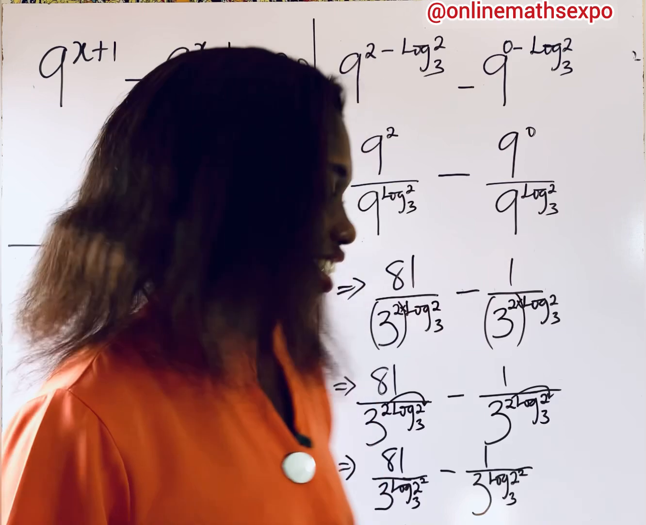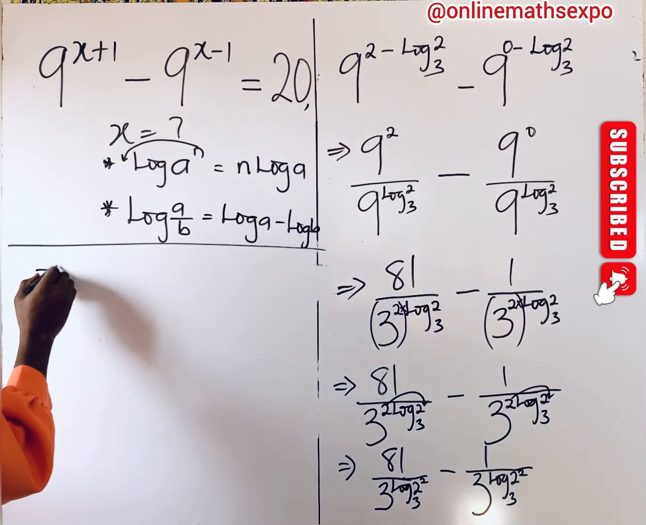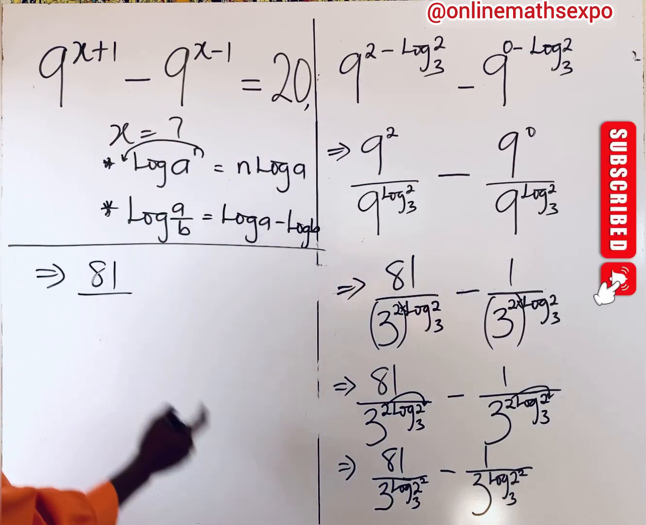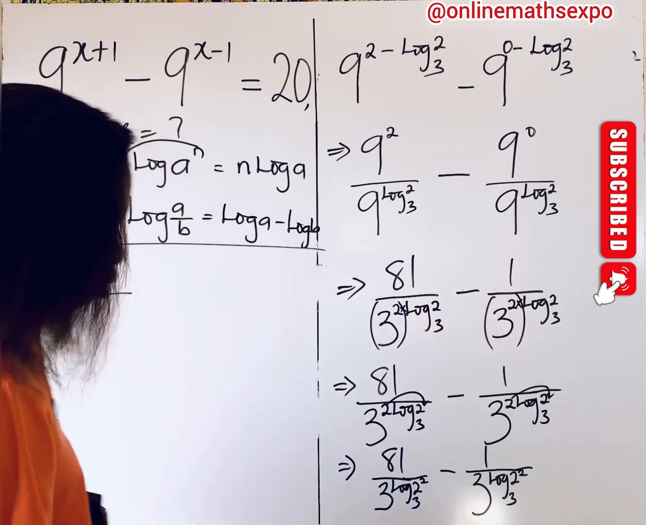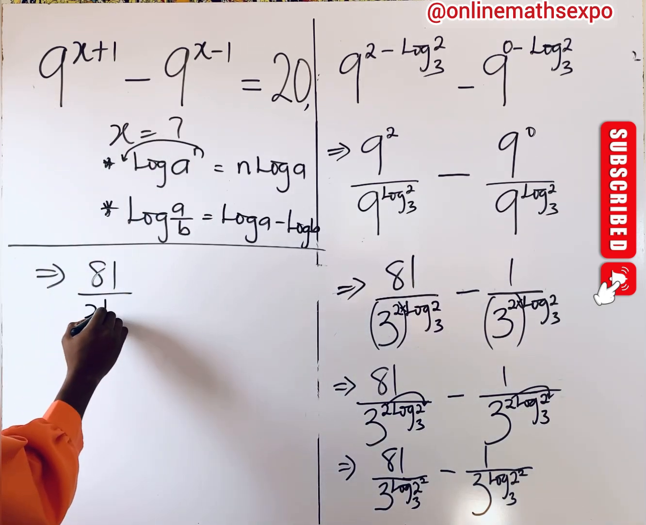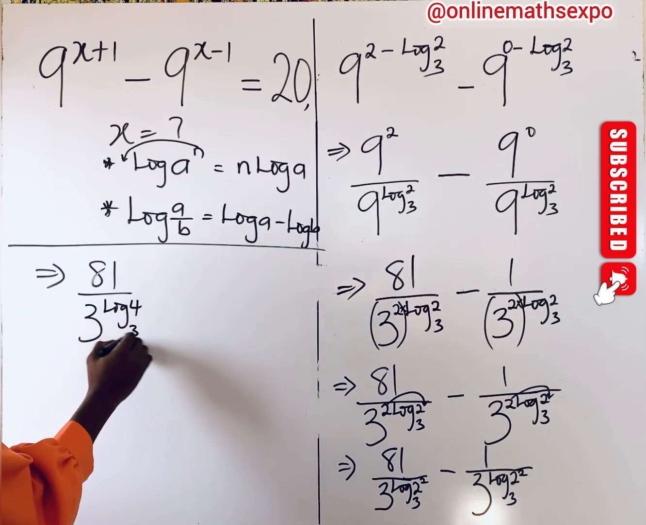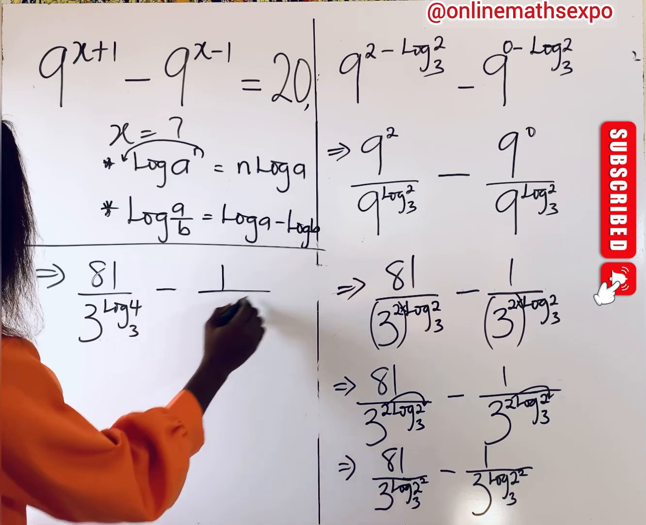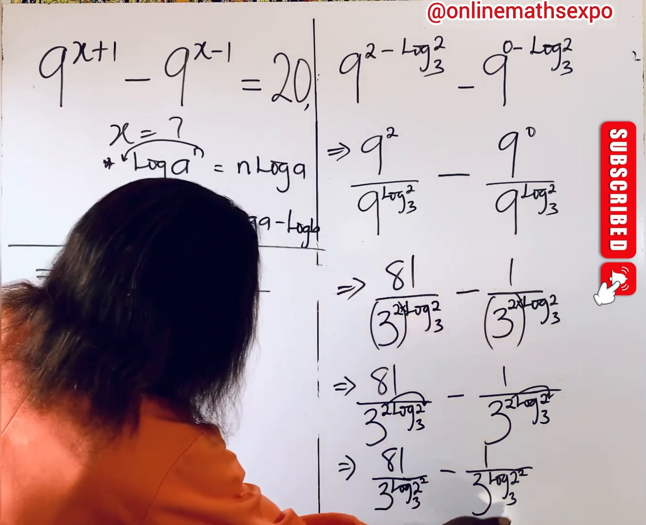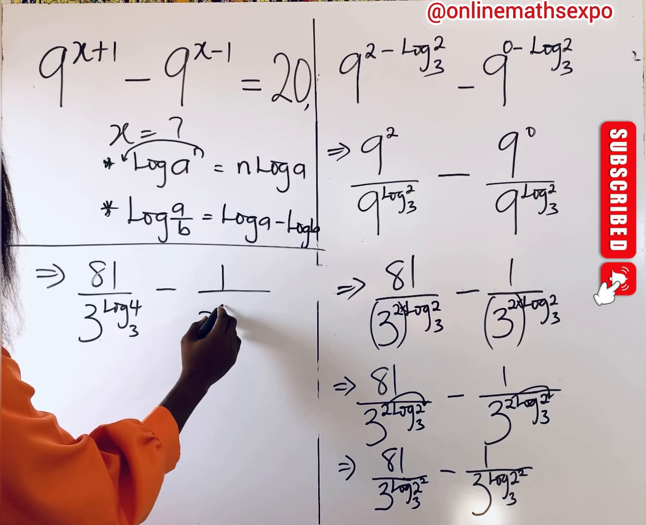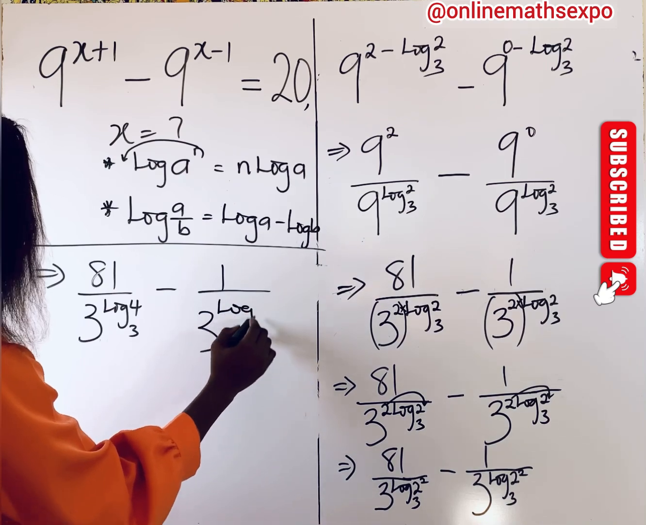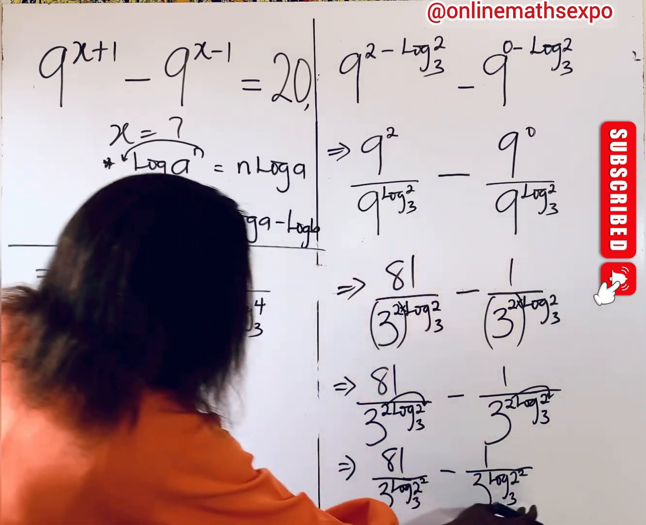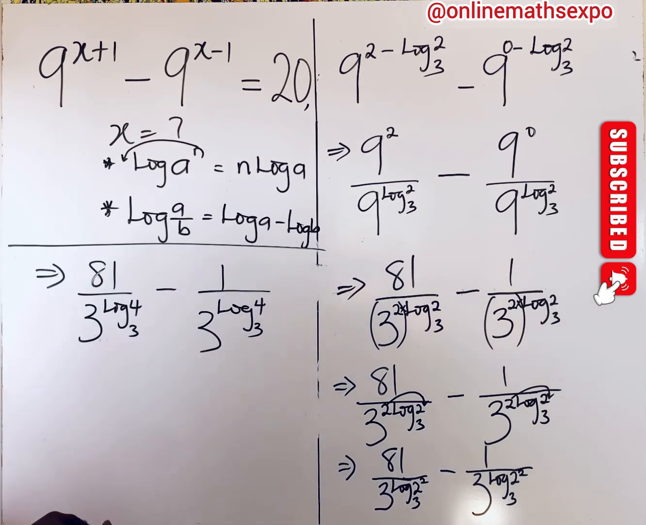We are concluding. So we're going to now have 81 over, 2 squared is 2 times 2, which is 4. So we have 3 to the power of log 4 base 3, then minus 1 over 3 from here. 2 squared is 4, so we have log 4 base 3. Did you see it? So what do you do again?